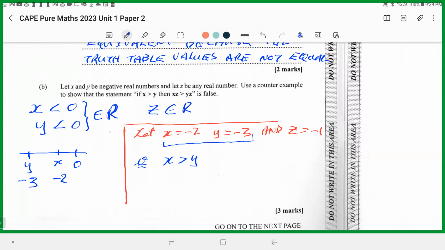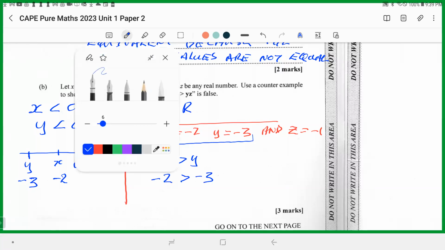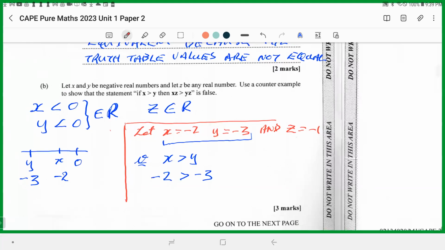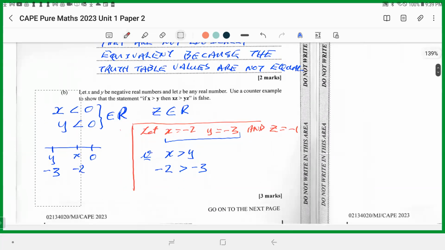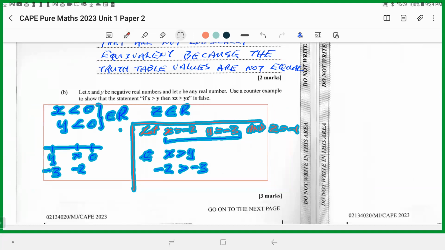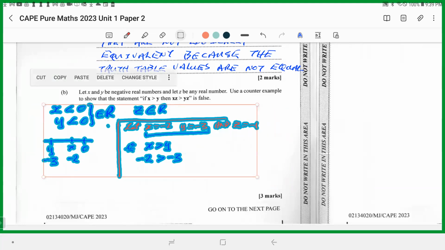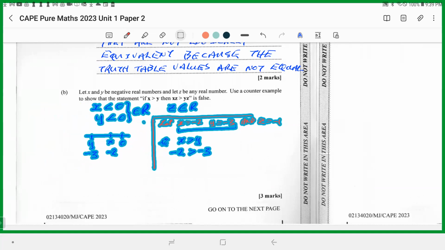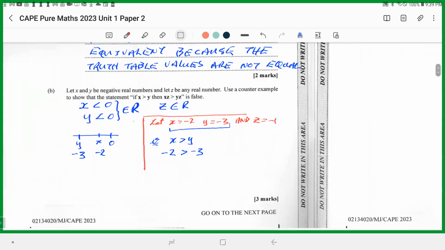And now we're going to multiply through by the -1, the z. Let's put in the values. So x is greater than y, which means -2 is greater than -3, which is true. And I'm going to multiply by z now. I run out of space. Let me see if I can make it a little smaller. Let's zoom it up.